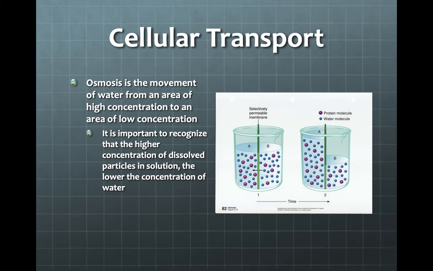This is kind of a review from what we talked about on the POGIL. But osmosis is the movement of water from a high area of concentration to a low area of concentration. And it is important to recognize the higher concentration of dissolved particles in solution and the lower concentration of water. So as we see here, this was that gated channel we looked at previously. Here's what it would look like if just water is moving.